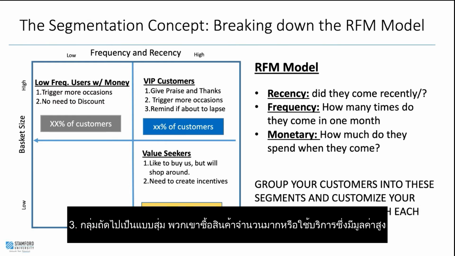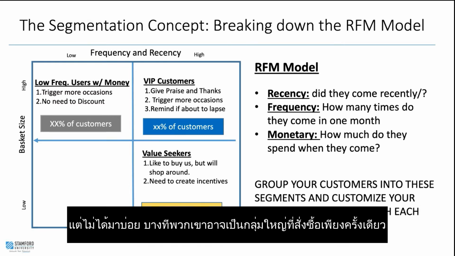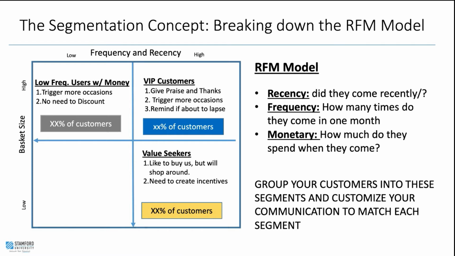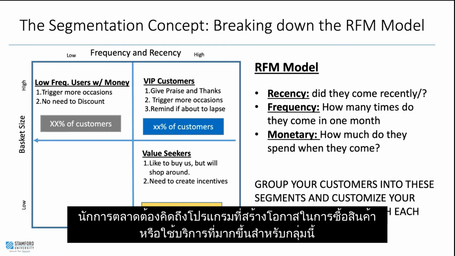The next group are very random. They have large basket sizes, but they don't come very often. Maybe they're a large group that only order once in a while, working at a business perhaps. So we need to think about what we can do for this group to create more occasions. Money's not the problem. How can we create more occasions in their life?